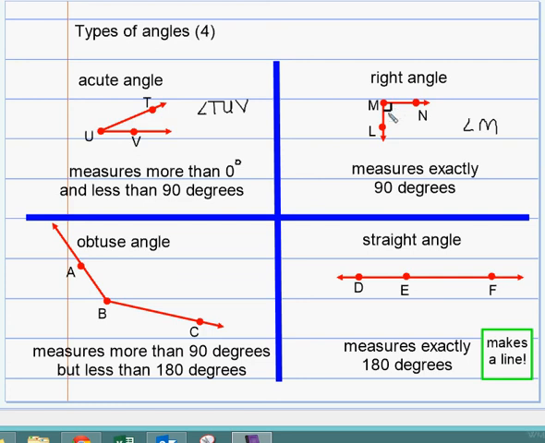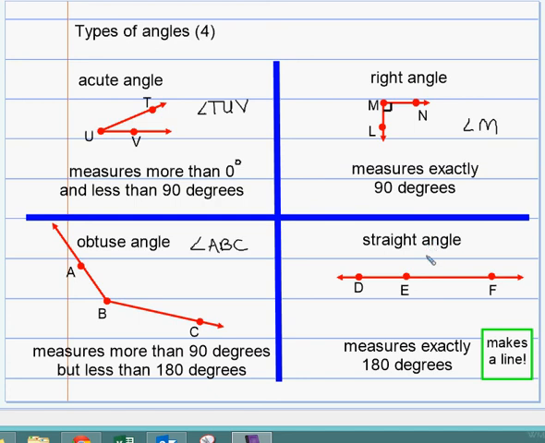Okay, it'll have the box in the middle at the vertex, or they'll tell you it's 90 degrees, but a right angle is always 90 degrees. Or if you have a 90-degree angle, you can say that that's a right angle. An obtuse angle is going to look much wider than a right angle, because it measures more than 90 degrees, but it's going to be less than 180 degrees. Okay, so this would be angle ABC. Remember that vertex has to be in the middle, and it will have a measure of more than 90 but less than 180 degrees.